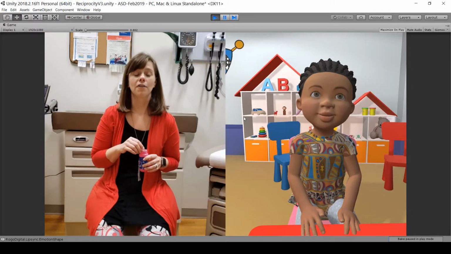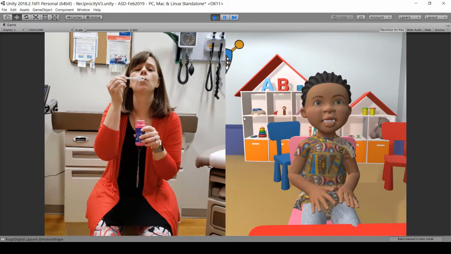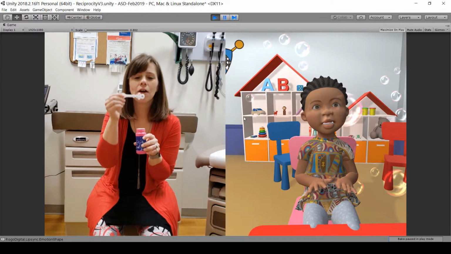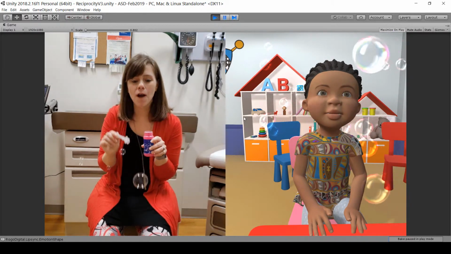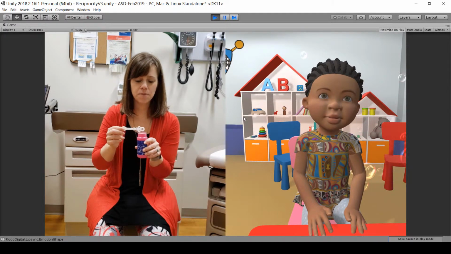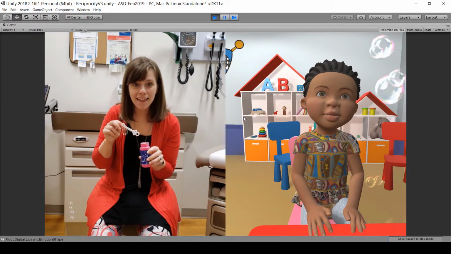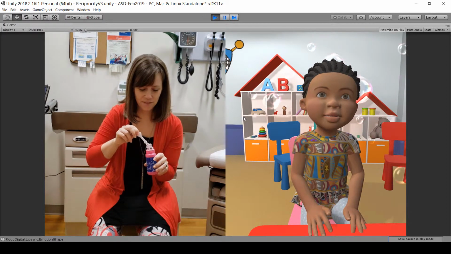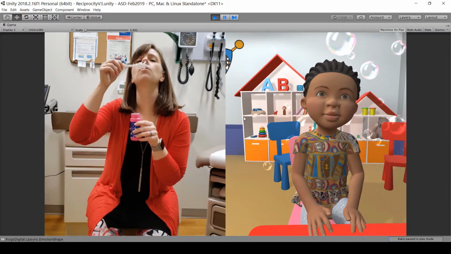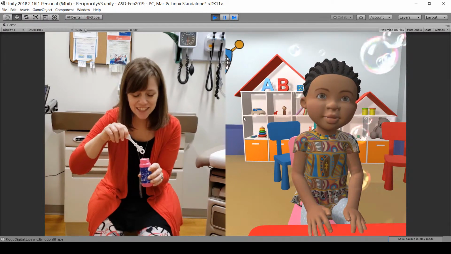All right, Jayla, are you ready to play with some bubbles? Here we go. Oh, yeah. Look at those bubbles. It's going to be so big, I hope. Wow, look at that big one. Here's some more. Look how many came out that time. Here we go again. Look, let's see if we can catch one. It landed on the chair.